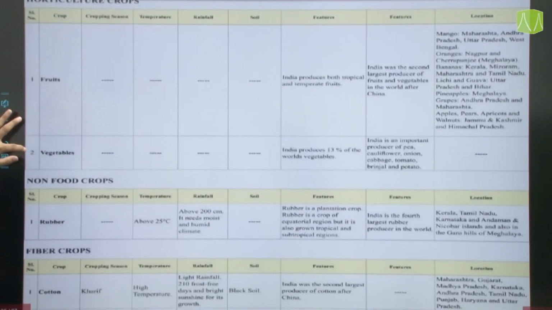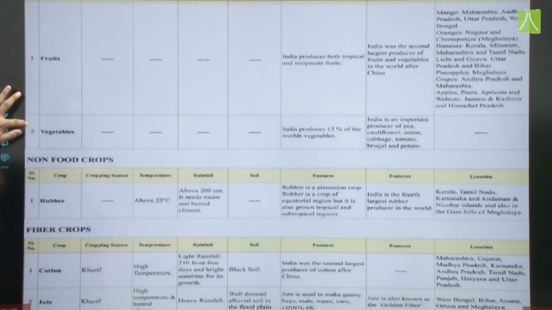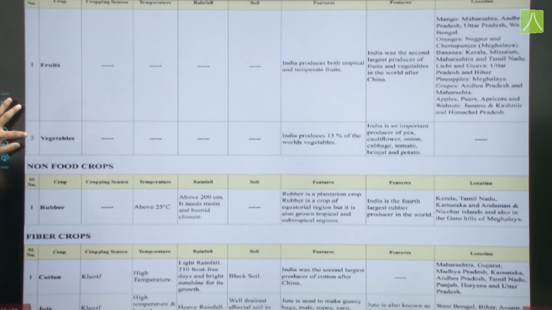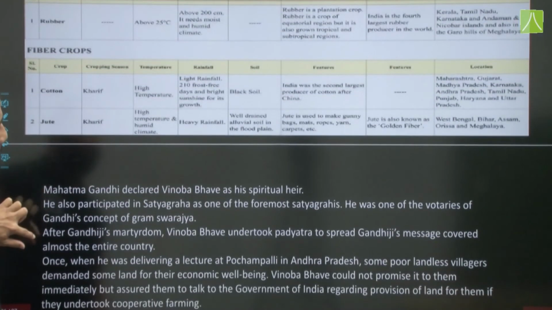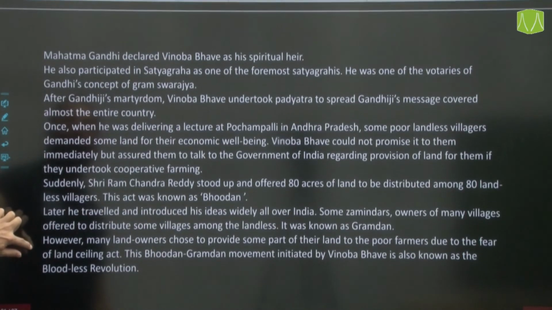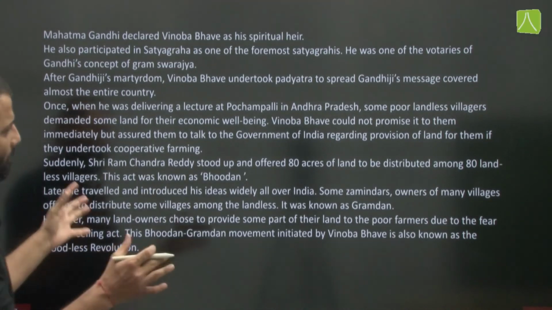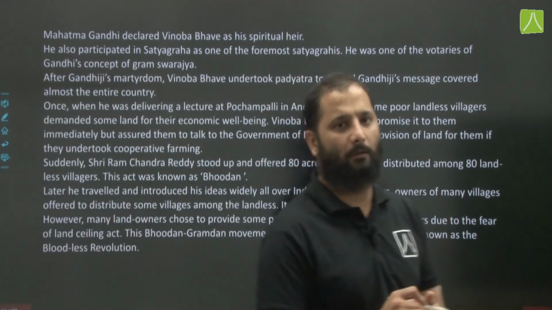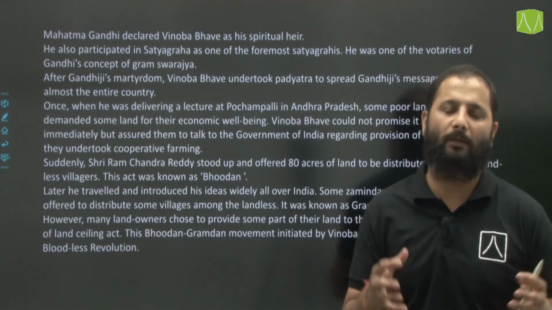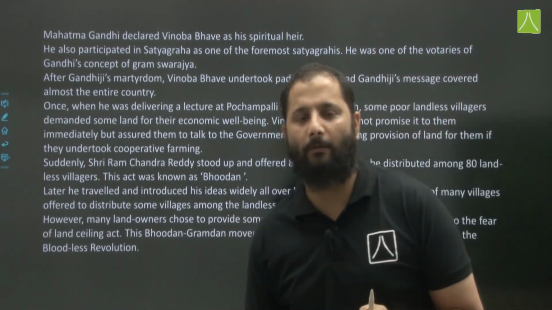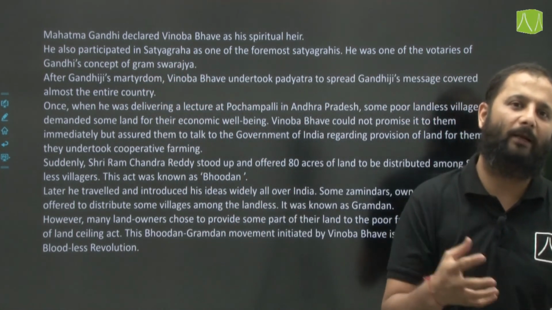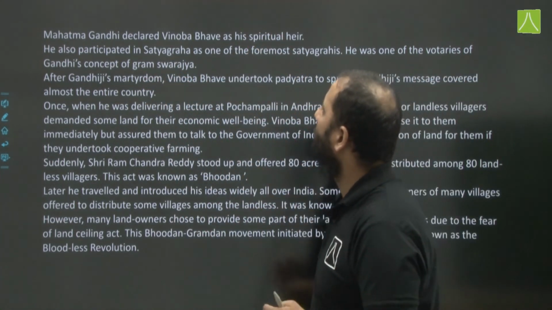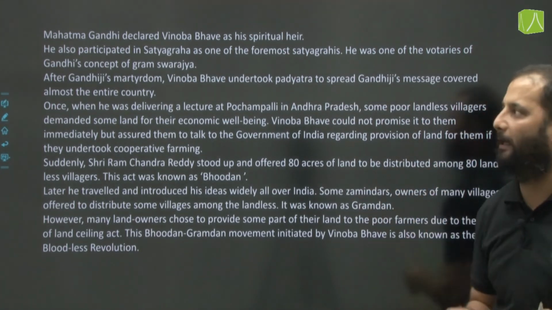And this one is about horticulture crops, that is fruits, vegetables, and non-food crops, that is rubber, cotton and jute. And now a small point which has been mentioned in the chapter, that is the Bhudan and Gramdan movement or the Bloodless Revolution. Mahatma Gandhi declared Vinoba Bhave as his spiritual heir.